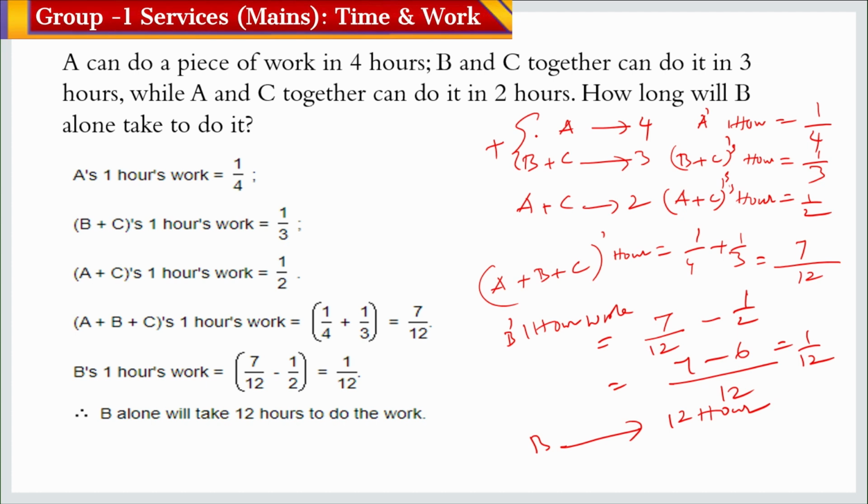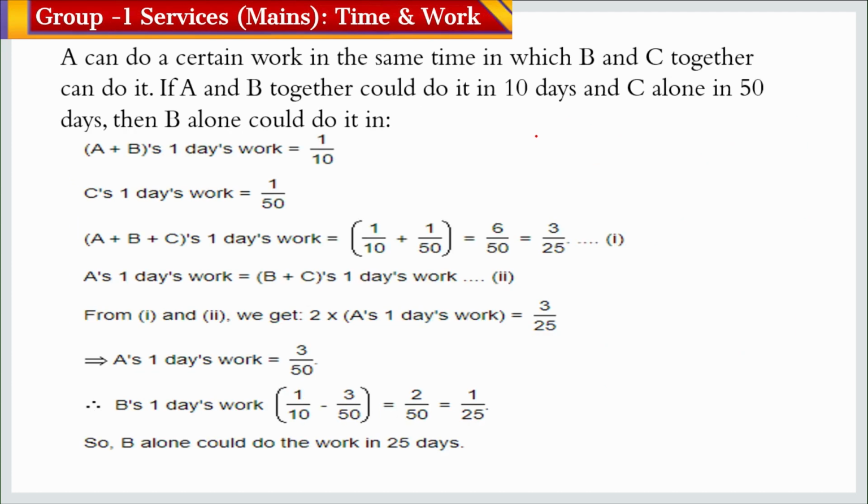is 7/12. And if you want to know B's work, how much time B needs to complete the work, what you have to do is simply subtract the work done by A plus C from A plus B plus C, which gives B's 1 hour work. And when you take the reciprocal of that, that gives how much time B takes to complete that work. It's 12 hours. Okay, now shifting to the next.